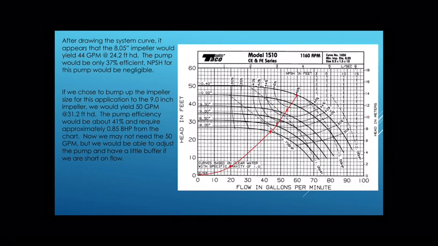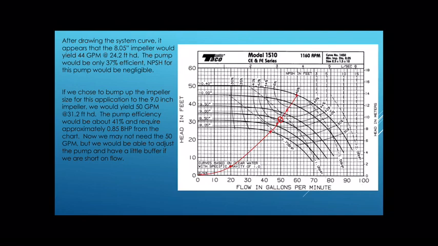So now if I say I want to go to a bigger impeller, I want to use a 9-inch impeller, and I bump it up to the next spot, we're going to find my point of operation will be much closer to 50 GPM at about 31.2 feet of head. And the efficiency of the pump is actually getting better. It's up to 41% now, and it's going to require approximately 0.85 brake horsepower is what we'll end up running on there.